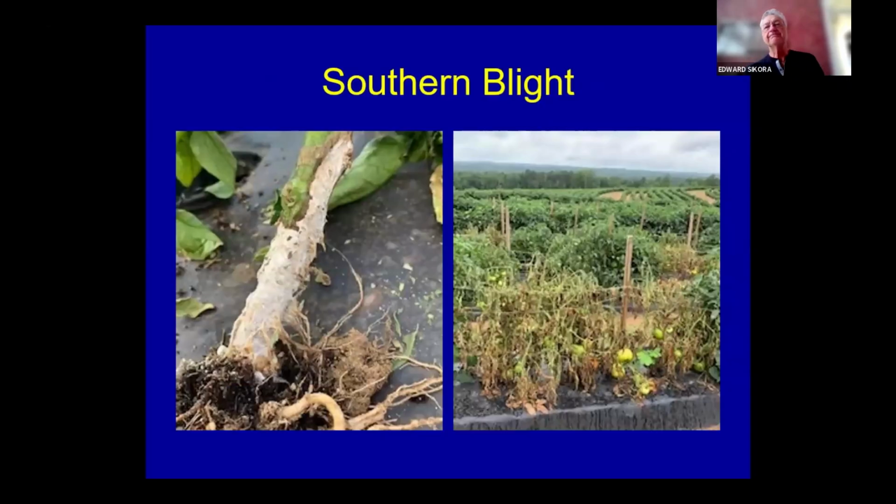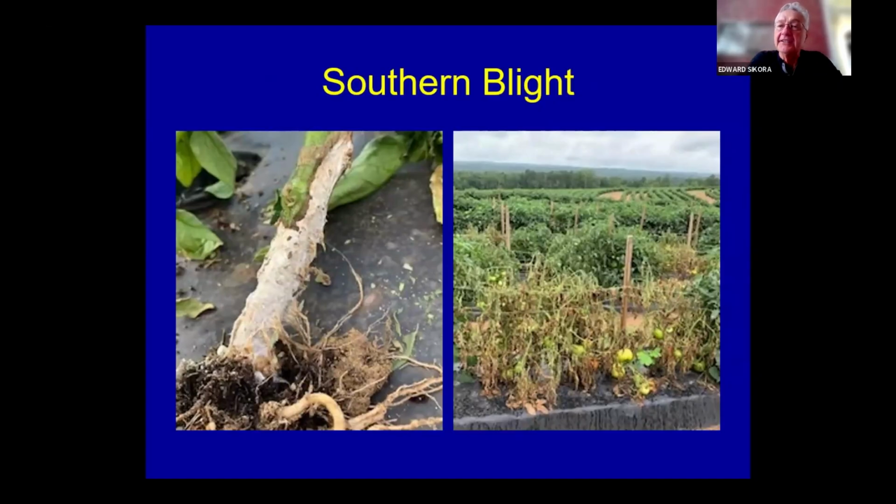Southern blight's a disease we see on a lot of different crops. I think it has over 500 hosts. I think that's an underestimation. A lot of weed hosts. Some people call this white mold, obviously for the white fungal growth or mold that you see on the stem of this tomato plant.